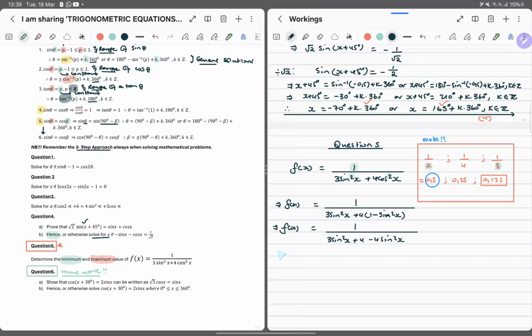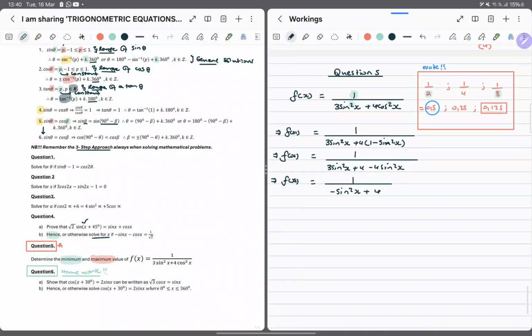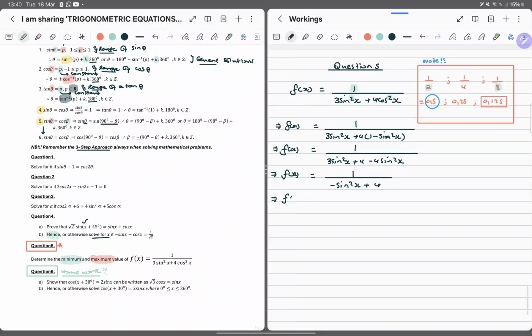All right, so my battery is dying. f of x is going to be equal to 1 divided by, now we've got like terms, 3 sine squared x minus 4 sine squared x plus 4. This is going to be minus sine squared x plus 4. Okay, maybe this is too long now. All right, so we are going. So simplify, guys, simplify. The job is on the denominator.